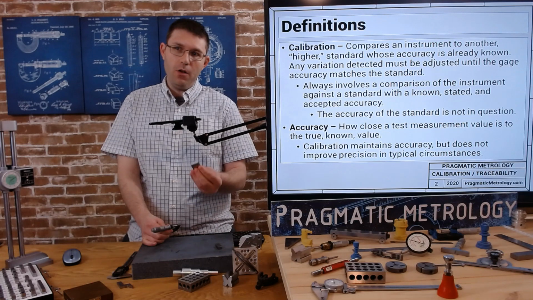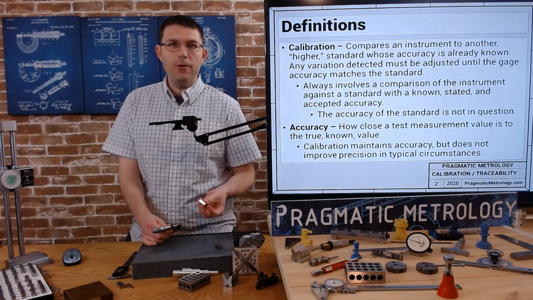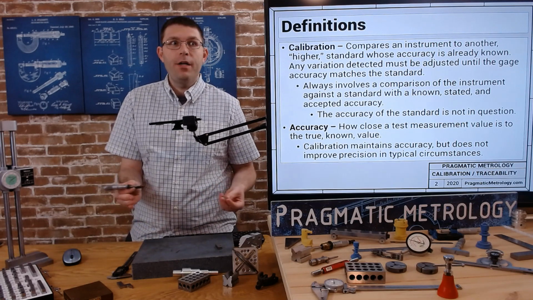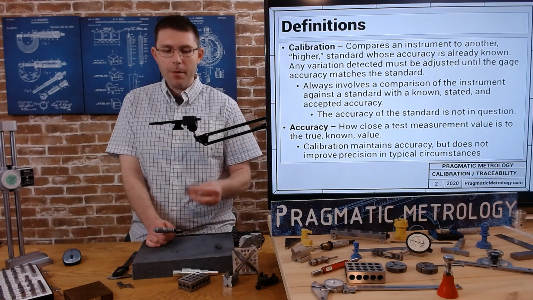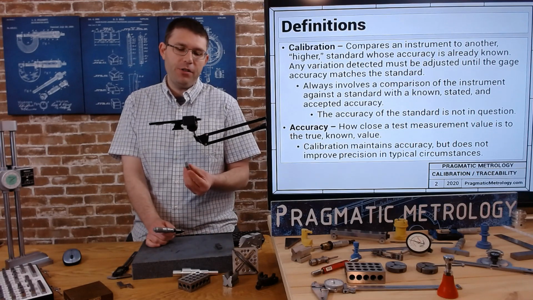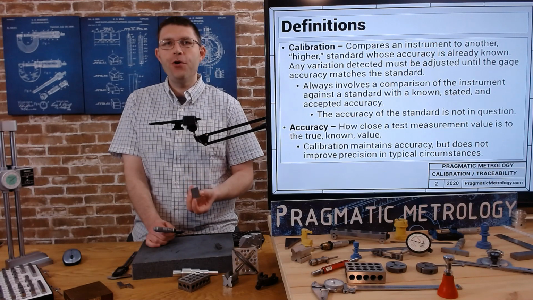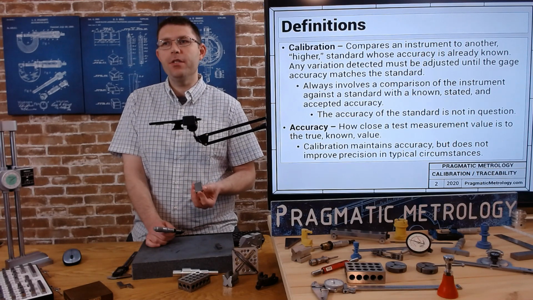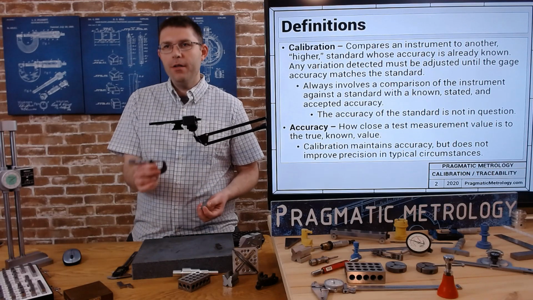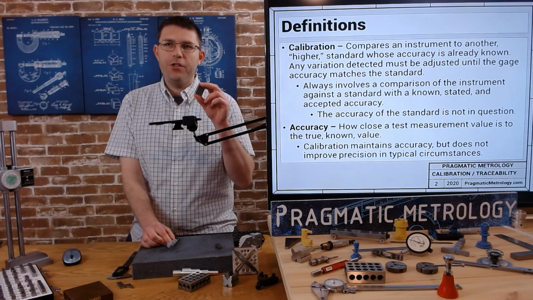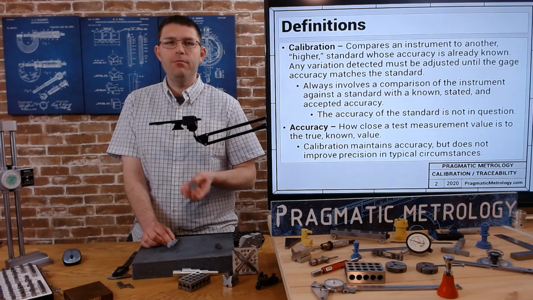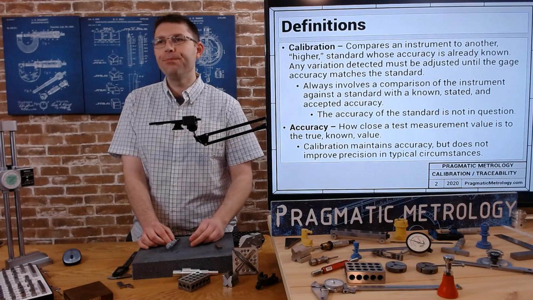Sometimes it's physical, sometimes it's optical, sometimes it's electronic, depending on what gauges you're working with. But that calibration standard always has a known and accepted accuracy, which is much tighter than your gauge in many cases, so that you're not in question about this. Whatever this says, you trust it because it's calibrated.